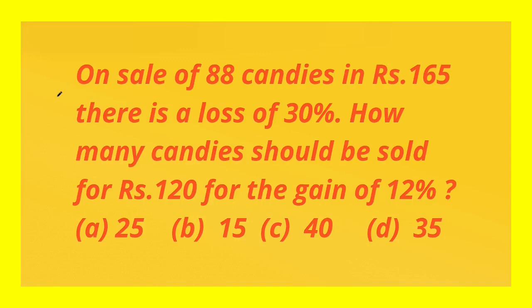Our question is: on sale of 88 candies for rupees 165, there is a loss of 30%. How many candies should be sold for rupees 120 for a gain of 12%? Our options are: option A 25, option B 15, option C 40, option D 35.